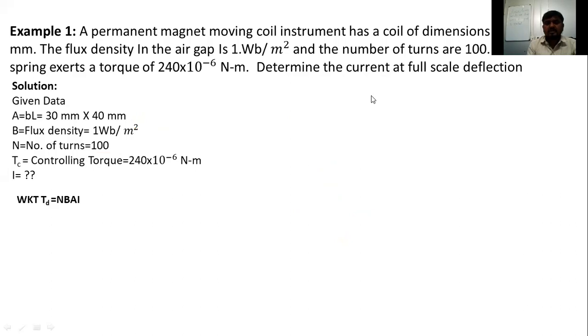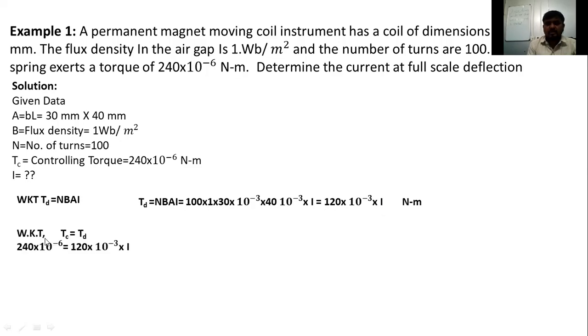We know that TD equals NBAI. This is the formula, we know that one. And TD, we have calculated separately first. NBAI: N I have substituted here as 100, B is nothing but 1, area is 30 into 10 to the power of -4, 40 into 10 to the power of -4. Here the multiplication sign was missed. Into I, I have kept as it is. So in the place of NBA, I have written 120 into 10 to the power of -3 I.